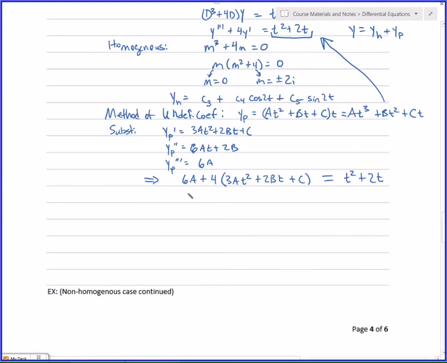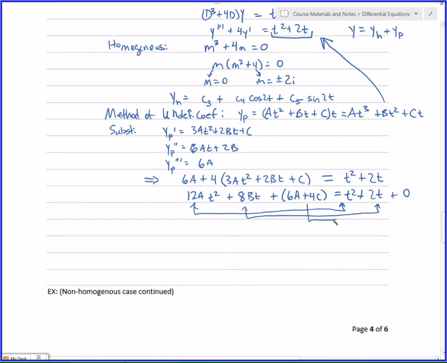So, what have we got? We've got 12a t squared plus 8bt plus 6a, I said it and wrote it, plus 4c equals t squared plus 2t. Of course, there's a plus 0, so like before, I'm going to set coefficients equal to solve for A, B, and C.